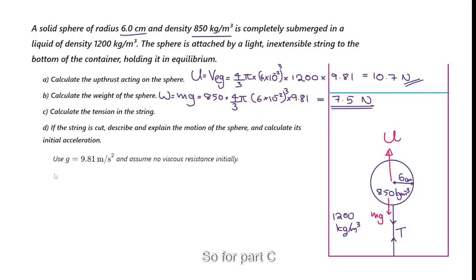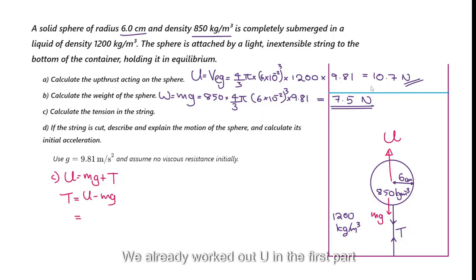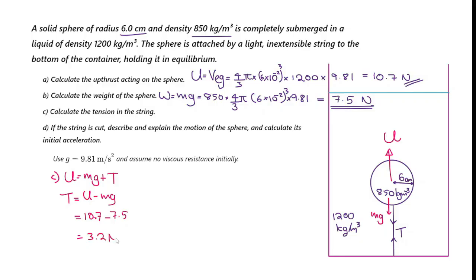Under the influence of those three, this is in equilibrium. So for part C, considering equilibrium, the upward force U is equal to weight mg plus T. So the tension in the string is U minus mg. We already worked out U in the first part, 10.7. Take away part B, the weight of the sphere, which is 7.5. So the tension in the string here is 3.2 newtons.